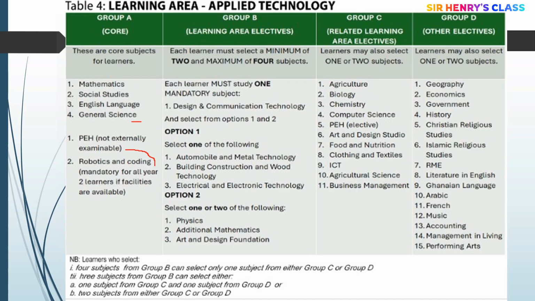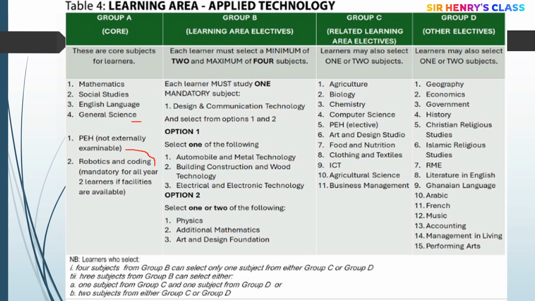So we have mandatory. With the mandatory, you select just one. Just one. You can see it's just one. So design and communication technology, you choose it. That one you can't skip it. Then when it comes to the optional, you can select only one of them. This option 1, you choose 1. Then option 2, you can select either 1 or 2 of these 3.